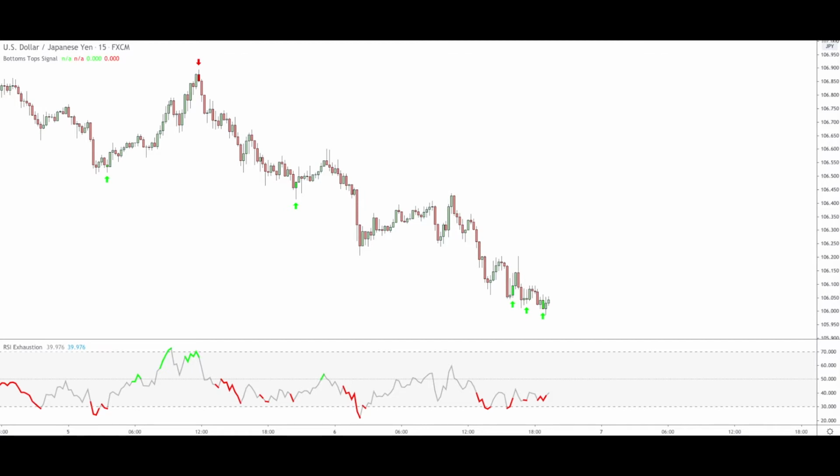So let's see what's going on with this pair right now. What happened recently is that we had a signal here, a bottom. Was this bottom to be taken? Technically yes, because we had divergence between the price and the RSI. The RSI was exhausted as well, and we had the bottom, of course.